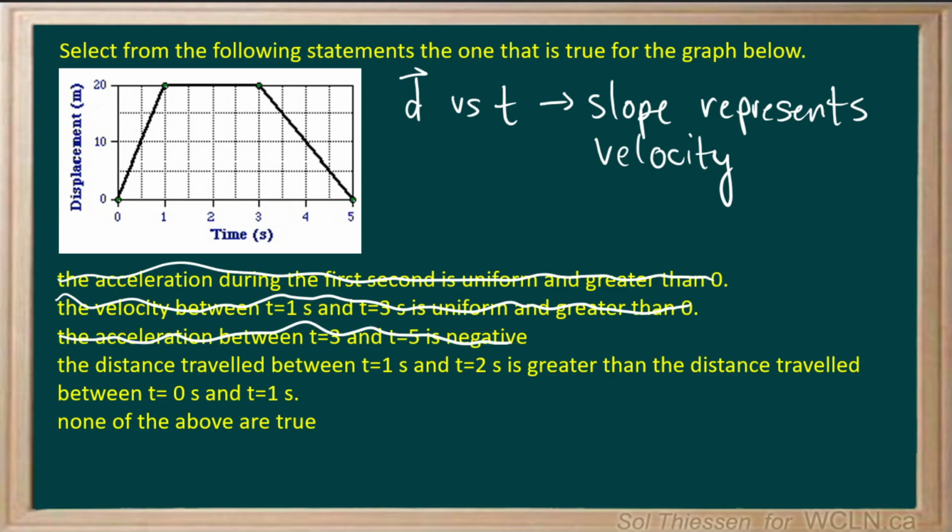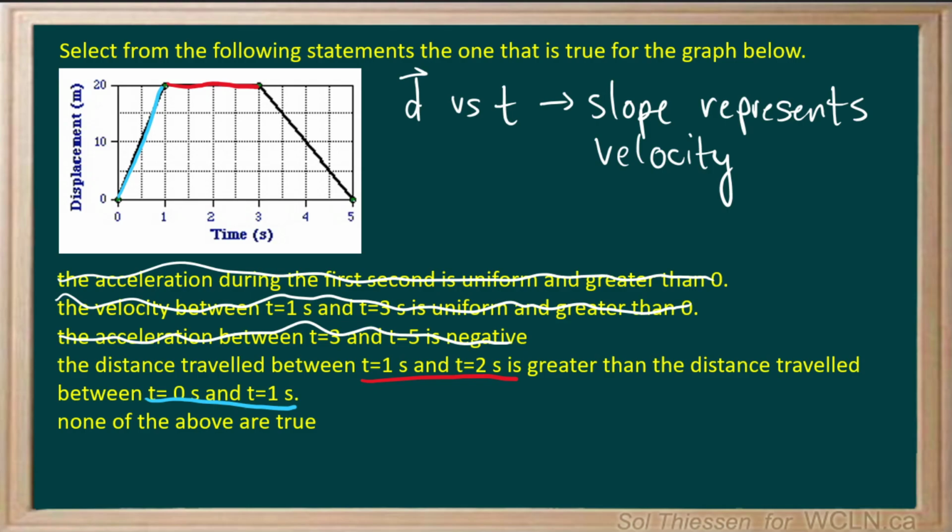Next, we have the distance traveled between t equals 1 second and t equals 2 seconds is greater than the distance traveled between t equals 0 seconds and t equals 1 second. So it says that the distance traveled between t equals 1 second and t equals 2 seconds is greater than the distance traveled between t equals 0 seconds and t equals 1 second. And of course, this is also untrue.